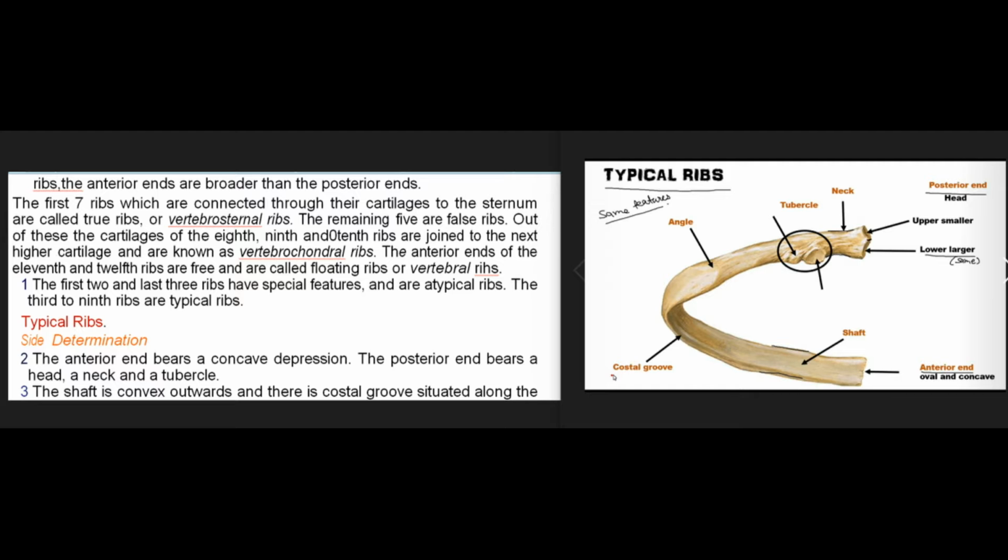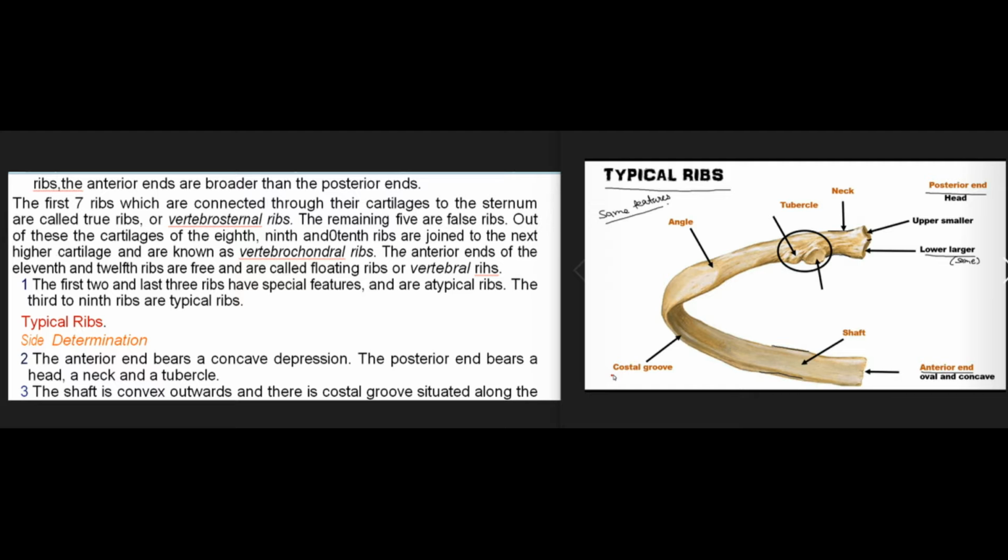The first 7 ribs which are connected through their cartilages to the sternum are called true ribs, or vertebrosternal ribs. The remaining 5 are false ribs. Out of these the cartilages of the 8th, 9th, and 10th ribs are joined to the next higher cartilage and are known as vertebrochondral ribs. The anterior ends of the 11th and 12th ribs are free and are called floating ribs or vertebral ribs.